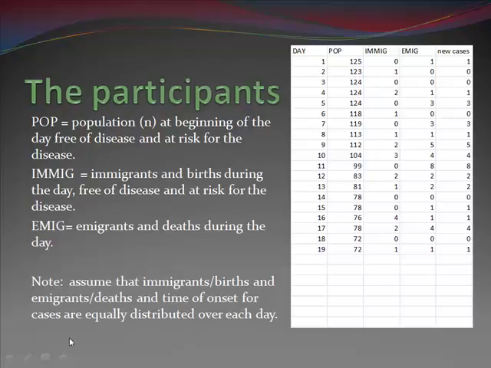Now, for this exercise, we are going to assume that immigrants or births and emigrants or deaths will be consistent or equally distributed over each day. That way, if somebody died at 12:01 a.m. and someone was born at 11:59 a.m., really they're not contributing a full day either way. But if we assume over the entire observation period that it all averages out in terms of coming and going during each day, we're going to be safe.